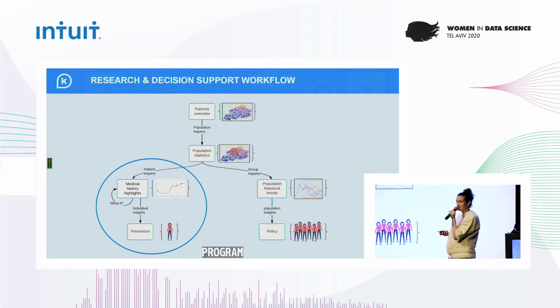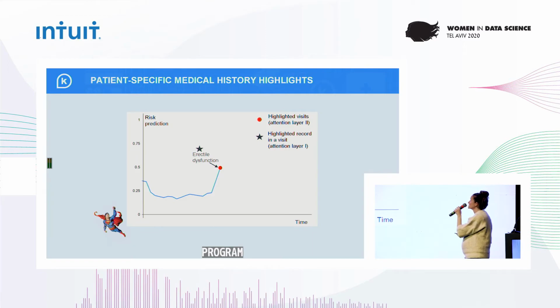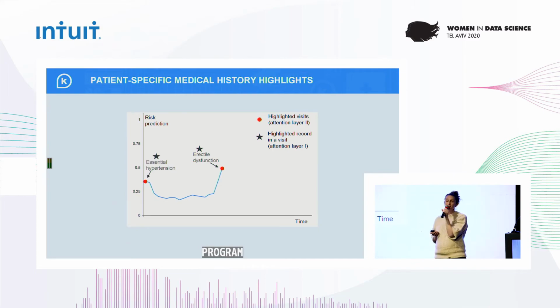So we're going to focus specifically on a single patient scenario. Here we can see a patient-specific medical history highlight. Meet Clark. At the first visit in which he had a risk score over 0.5%, our model highlighted that the specific record in this visit that was important was erectile dysfunction. And erectile dysfunction can be caused by a problem in the small arteries. If we look back, we can see that in one of his first records, essential hypertension was observed, and essential hypertension is a known risk factor for ischemic heart disease.